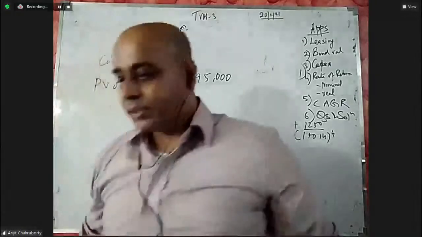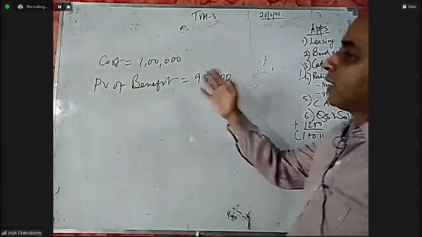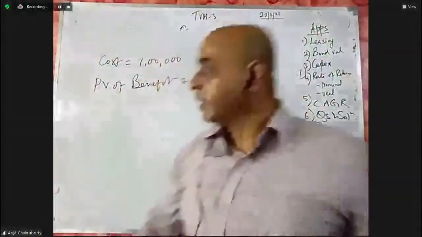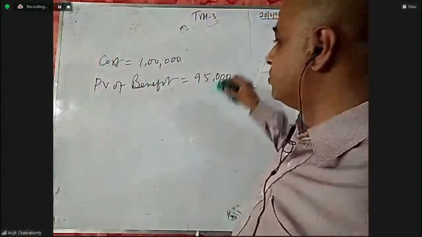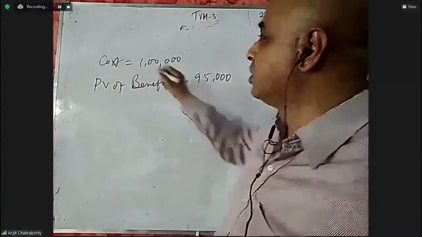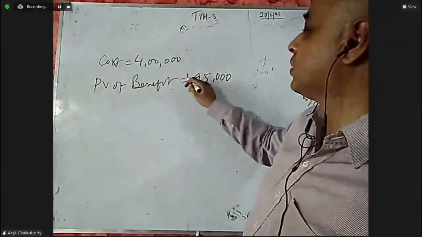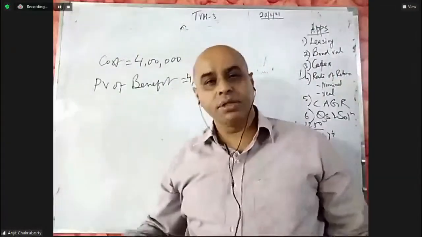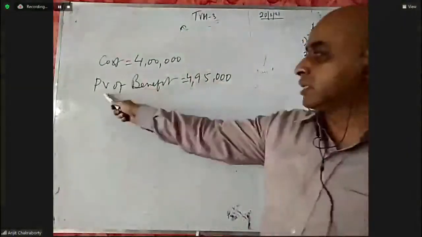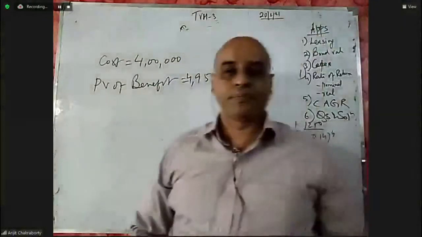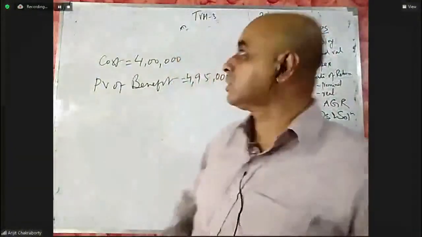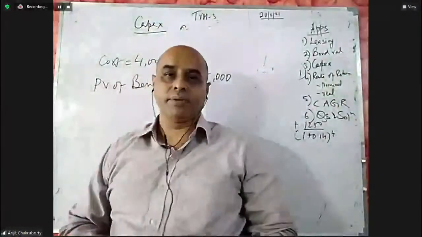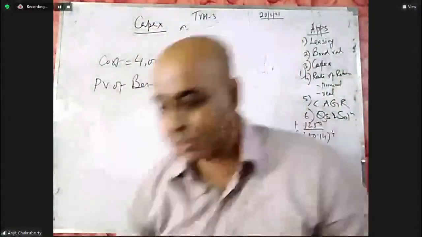Yes. So now we take up this question. So cost is 1 lakh and the present value of the benefit is 95,000. There's no point buying the machine. If I take different values, say the cost of a machine is 4 lakhs and you get a benefit of 4,95,000 by using the machine, should you buy the machine? Yes, because the present value of the benefit is more than the cost. So this is capital expenditure. In brief, it is called CAPEX, capital expenditure, C-A-P-E-X.